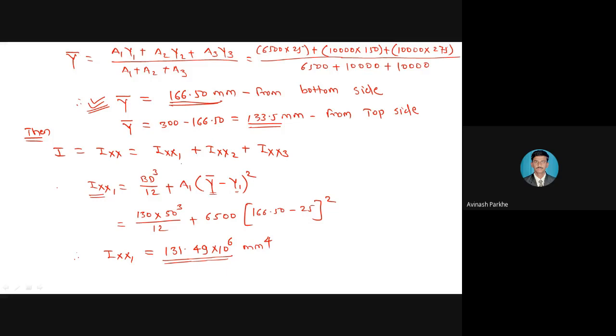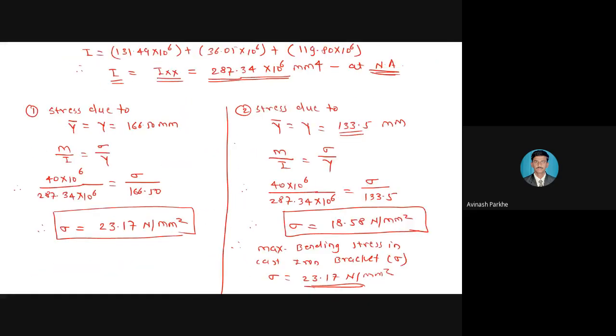Then I calculated Ixx1, Ixx2, Ixx3 for sections 1, 2, 3, and made the addition. The stress due to 166.5 I have calculated, the stress due to 133.5 I have calculated, and after the comparison I can say that 23.70 Newton per mm square is the maximum stress induced in that particular cast iron bracket. Okay, so this is the problem for the unsymmetrical I section.